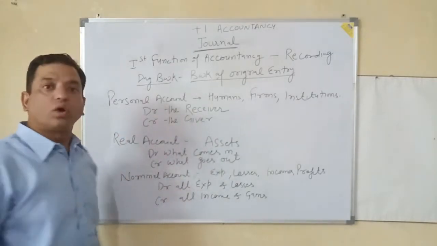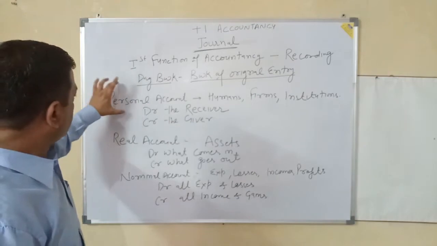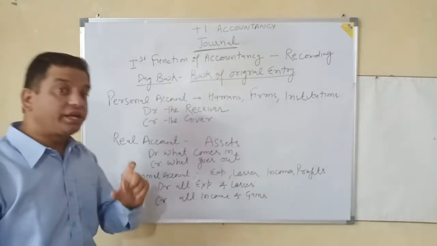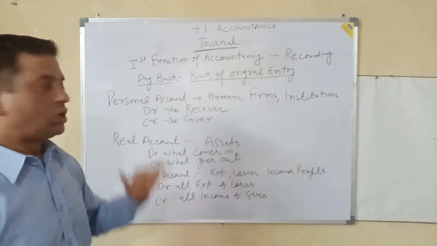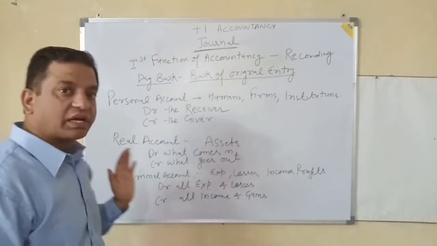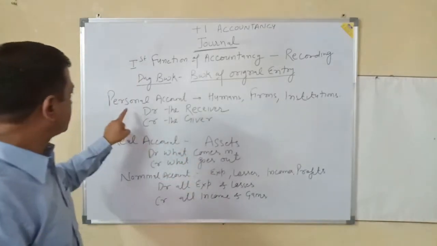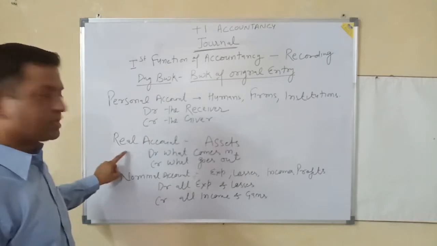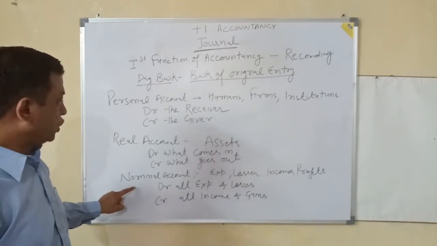Right? There are three rules and three accounts. All the accounts are classified into three categories. The very first is personal account, the second is real account, and the third is nominal account.